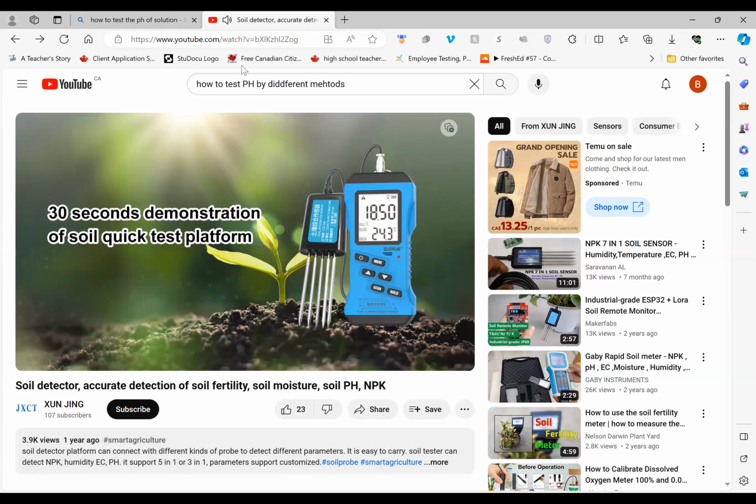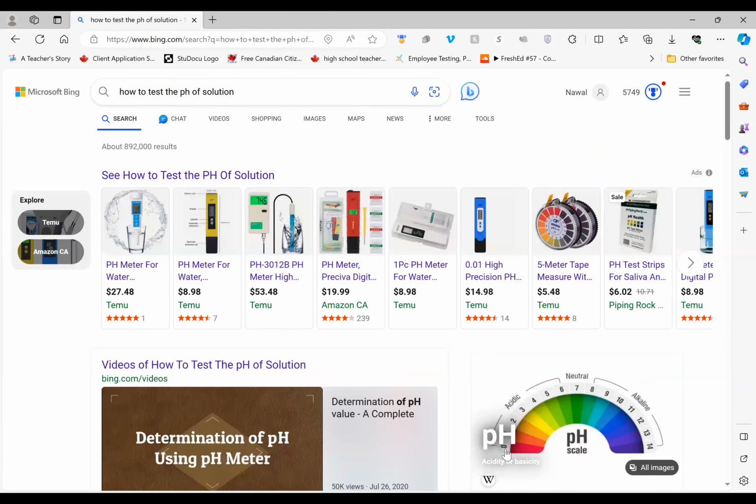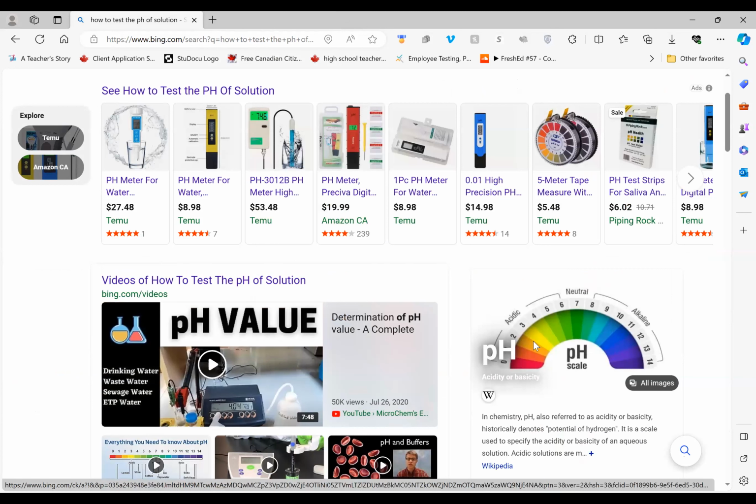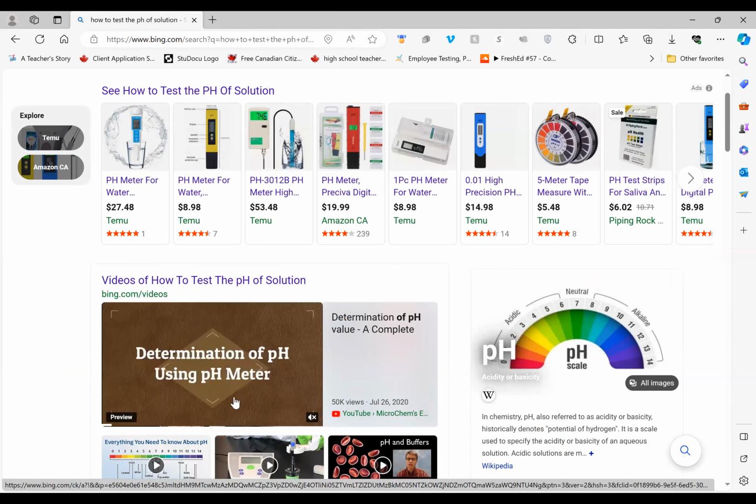Okay. Do you see now my screen? Yes. Okay. Do you see this is the pH scale? Do you see when I point to something? This is the pH scale. Okay. This is the pH meter. They call it the metric.